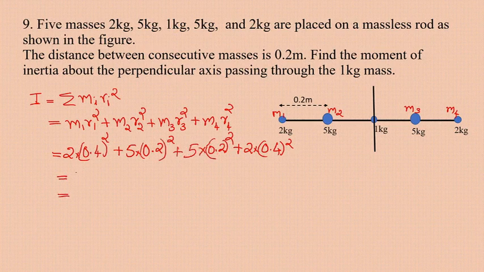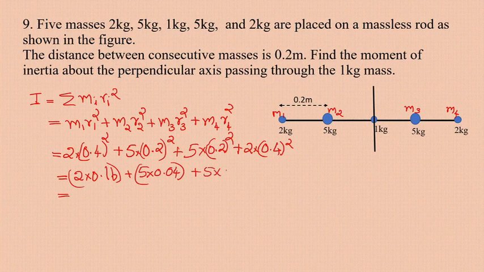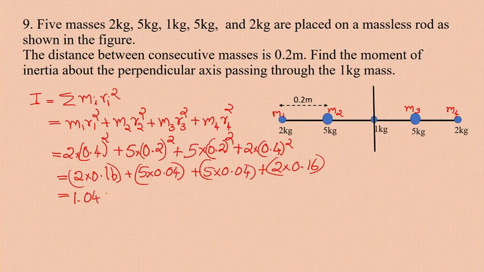The calculation, that is 2 into 0.16 plus 5 into 0.04 plus again 5 into 0.04 plus 2 into 0.16. So the answer is 1.04 kilogram meter square.